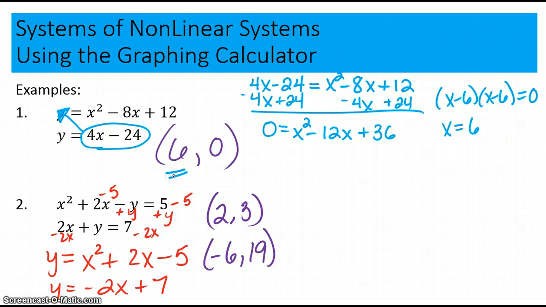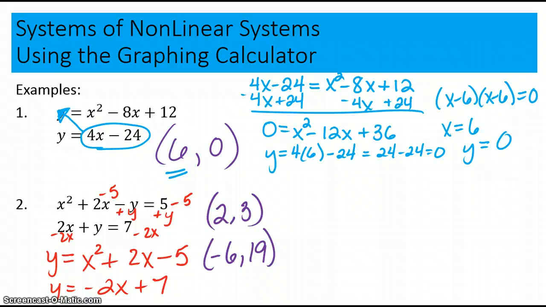And now we're going to find y. So where am I going to plug in x equals 6? I can plug it into the first equation and do x squared minus 8 times x plus 12. Or an easier place would be to plug it into the second equation, where we have y equals 4 times x, which is 6, minus 24. 24 minus 24 is 0. So we got y equals 0. So again, we got the same point we did doing it graphically, which is good news.